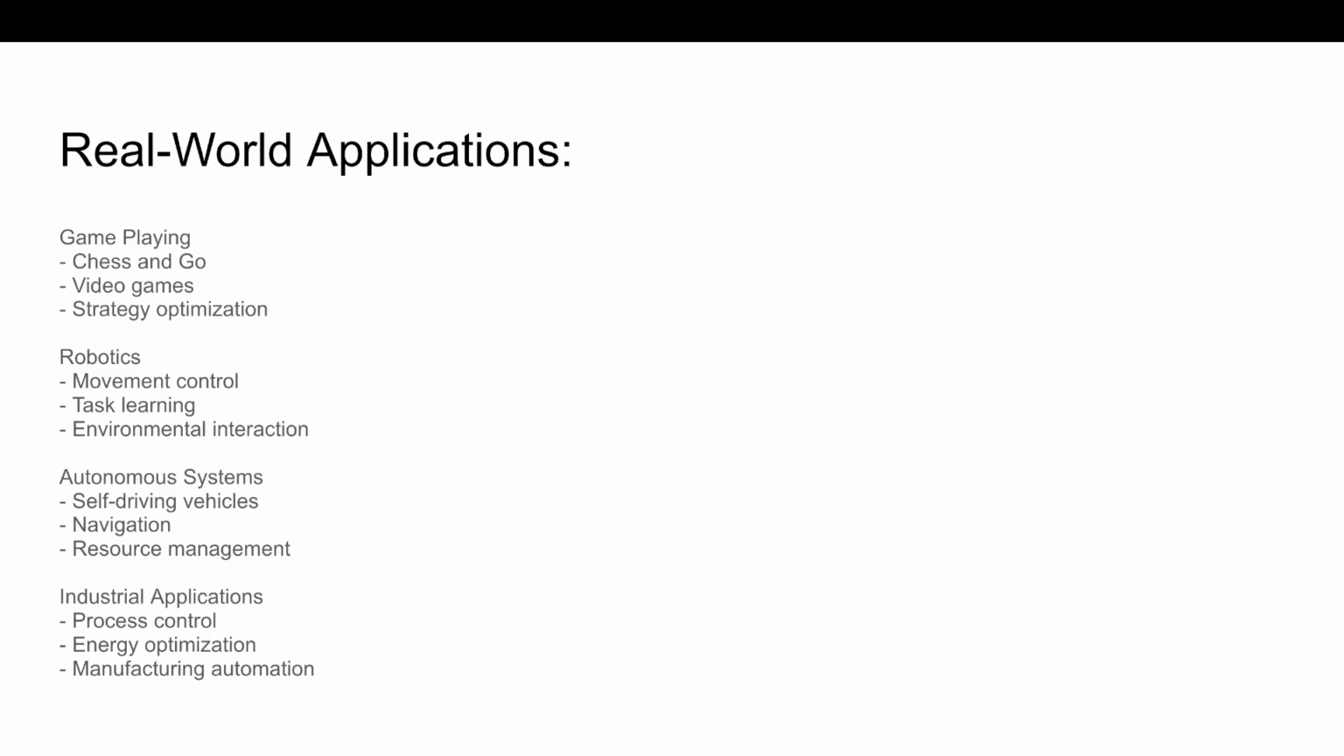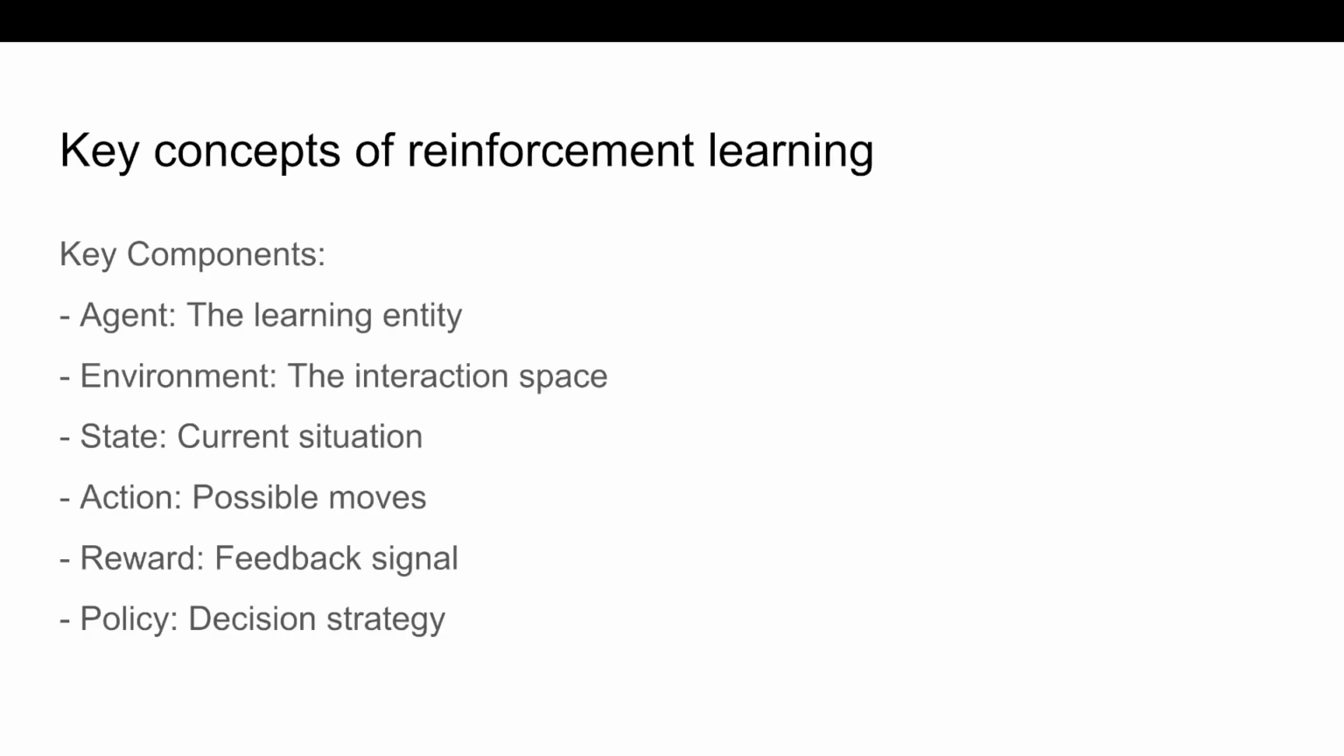energy consumption. Some key concepts in reinforcement learning include agent, the learning entity that interacts with the environment. Environment, the world in which the agent operates and learns. State, the current situation of the agent in the environment. Action, a move the agent makes in the environment. Reward, feedback from the environment based on the agent's actions. A policy, the strategy the agent uses to make decisions.